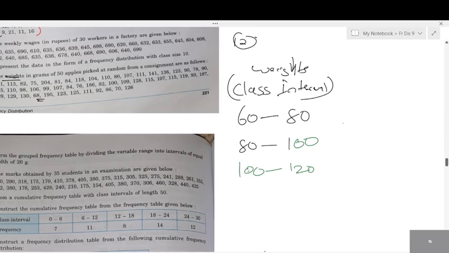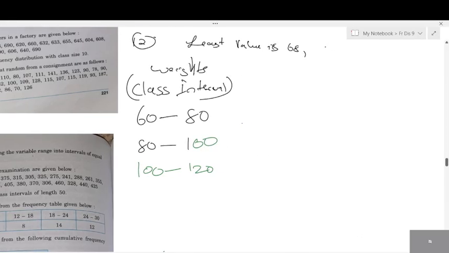Okay, next from 120. What's the least number we have, students? Least value is 68. Highest value is 204. You have to mention that least value is 68 and highest value is 204. Then write the table. Write the tally marks. Okay, tally marks and frequency.